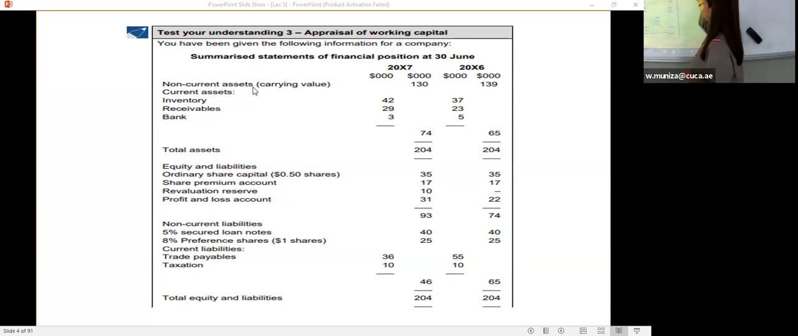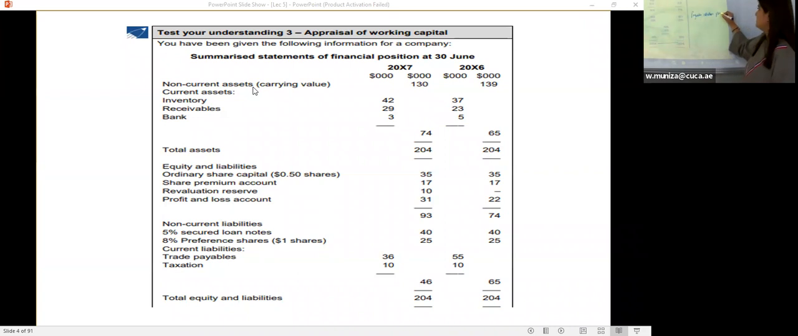Then we have the receivables collection period. What is the formula? Receivables divided by, actually, credit sales we do take, or if not, we can take the full sales revenue, multiplied by 365. And then the last one is the payables payment period, and the formula is payables divided by purchases. If purchases are not given, we can simply take the cost of sales, multiplied by 365. Now do use all these formulas.